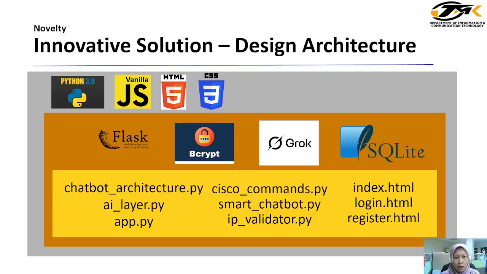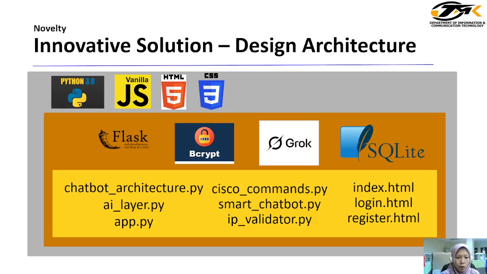This is our design architecture. As you can see, in the background Groq and SQLite are installed together with Flask as the web framework. We have Python 3.9 for programming, Vanilla JS, HTML5 and CSS3. These are some of the program files that we made to make sure the application runs successfully.